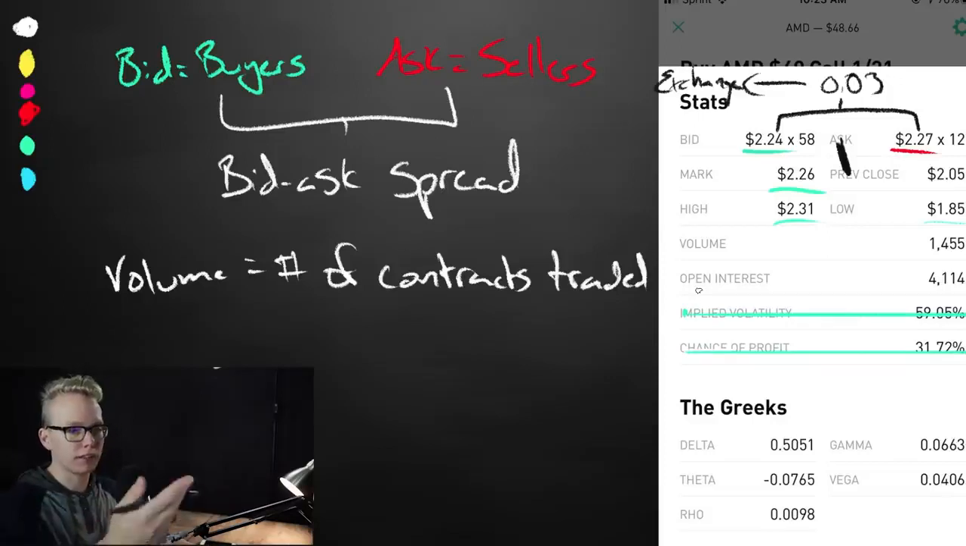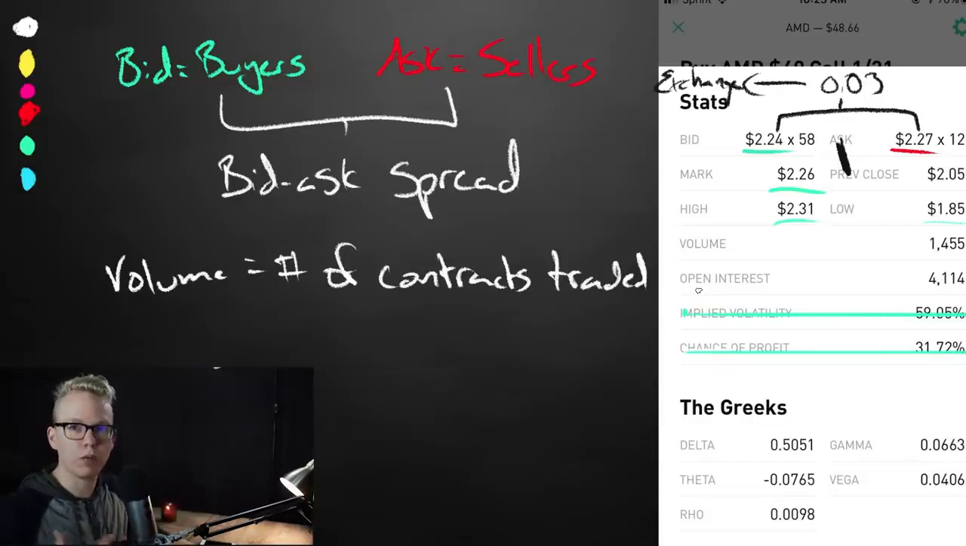So if there's higher volume, like this kind of volume is good, 1,455, that's good volume. If there's higher volume, you're going to be able to have people that are willing to buy from you when you want to sell an option and people willing to sell to you when you want to buy an option. If volume is very low, there may not be many people wanting to buy and sell options. You might have a hard time getting in and out of a trade.